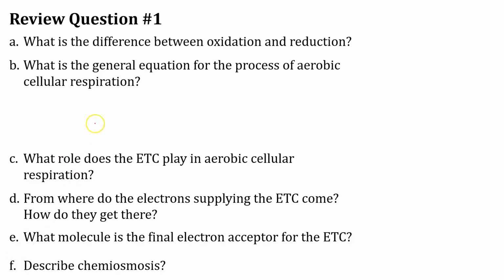All right, here are the answers. This first one's pretty simple. Oxidation is the loss of electrons. Just remember LEO the lion: loss of electrons is oxidation, and reduction is then the gain of electrons.